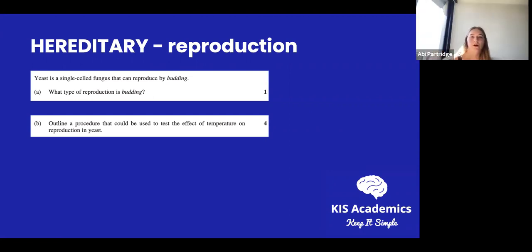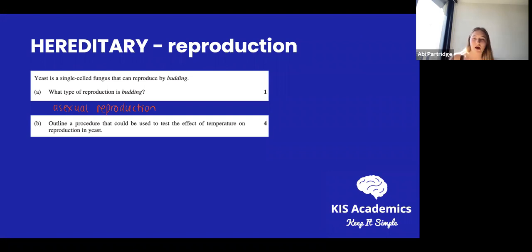So the answer to question A, there's not really that much to it. It's asexual reproduction. That's something you've got to learn. But there's not too many questions on those sorts of things where you just have to straight rote learn them. They're usually about applying your knowledge.